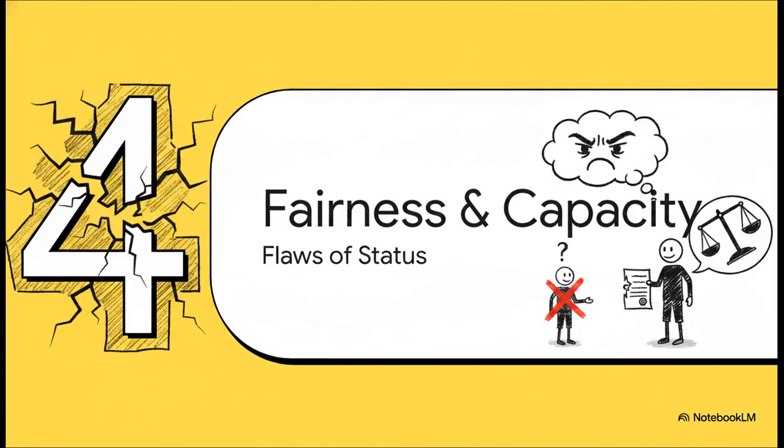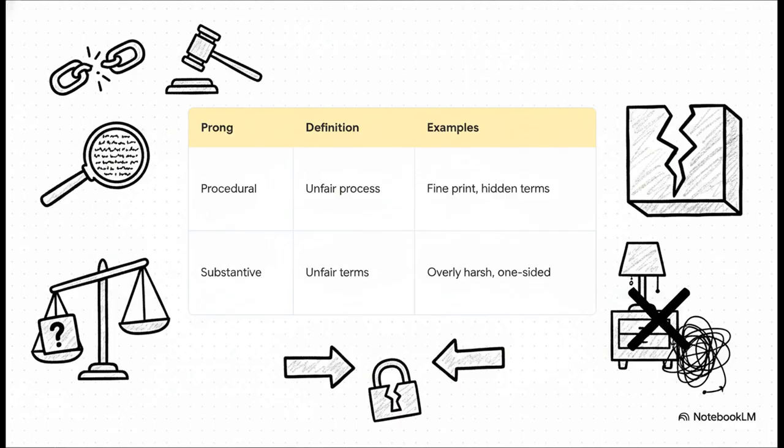Let's keep moving. Section 4, Unconscionability and Capacity, Flaws of Status and Fairness. Let's tackle unconscionability first. Think back to the landmark Williams v. Walker Thomas furniture case. A low-income buyer was sold items using an installment contract heavily padded with dense legalese and a predatory cross-collateral clause. To strike this awful contract down, the court laid out a brilliant two-pronged test.